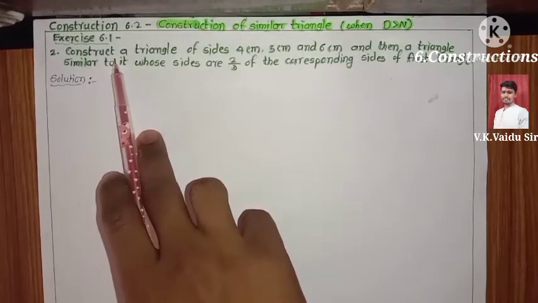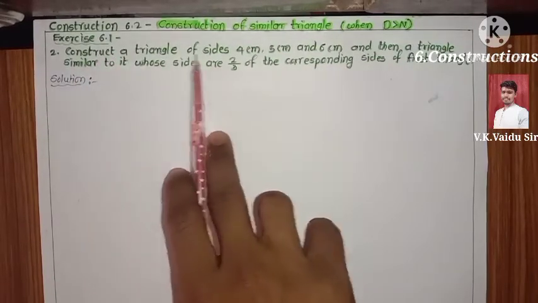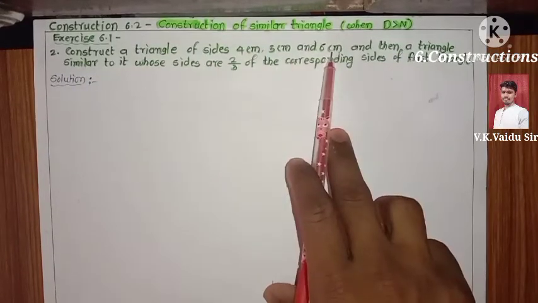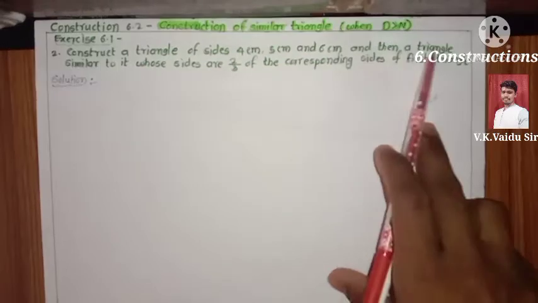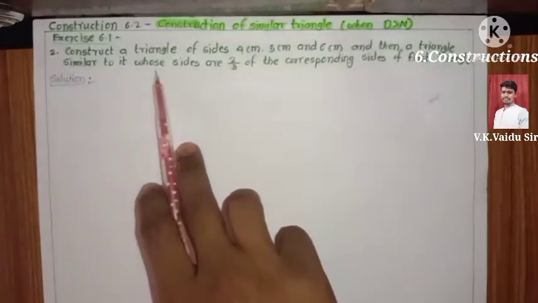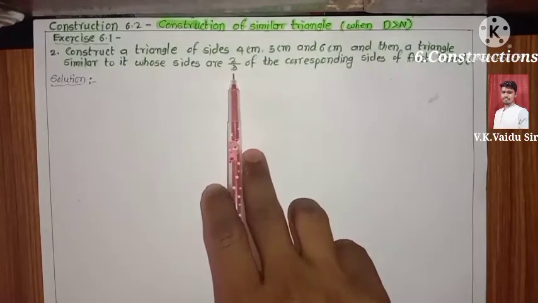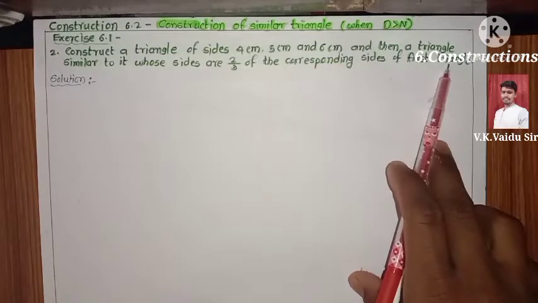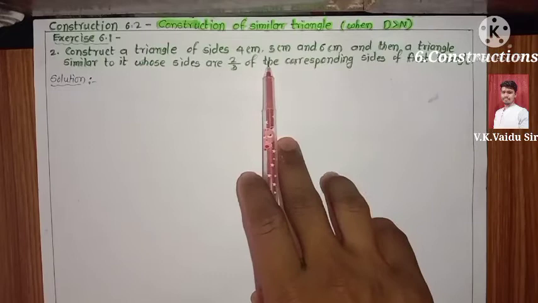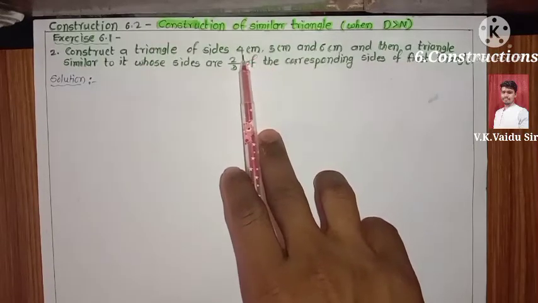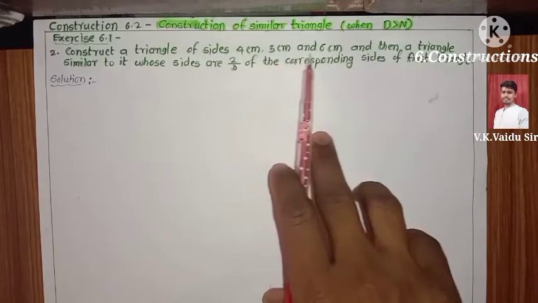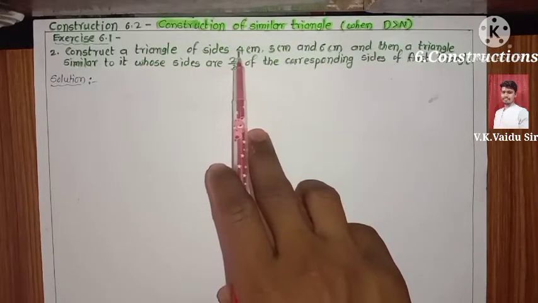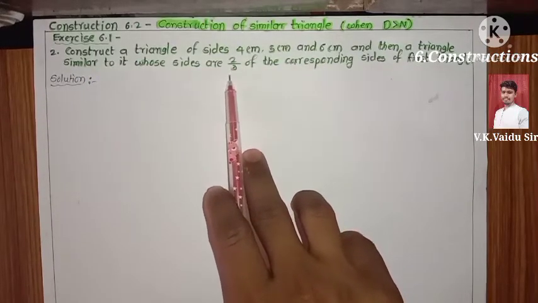See the question. Construct a triangle of sides 4 cm, 5 cm and 6 cm, and then a triangle similar to it whose sides are 2 by 3 of the corresponding sides of the first triangle. Here the first triangle is already given, with sides 4 cm, 5 cm and 6 cm, and the given ratio is 2 by 3.